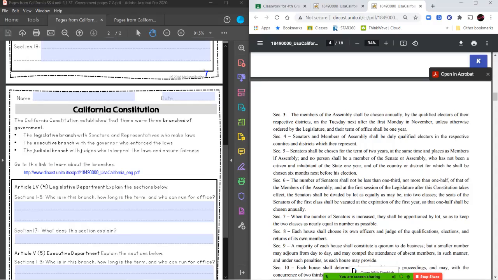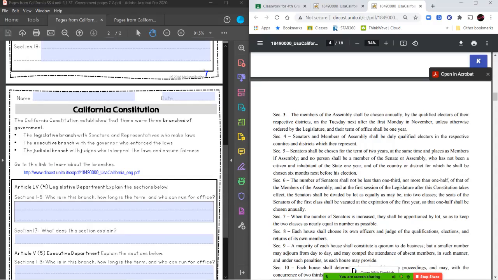Section 5: Senators shall be chosen for the term of 2 years at the same time and place as members of assembly. And no person shall be a member of the Senate or Assembly who has not been a citizen or inhabitant of the state for 1 year, and of the county or districts for which he or she shall be chosen 6 months next before his election.